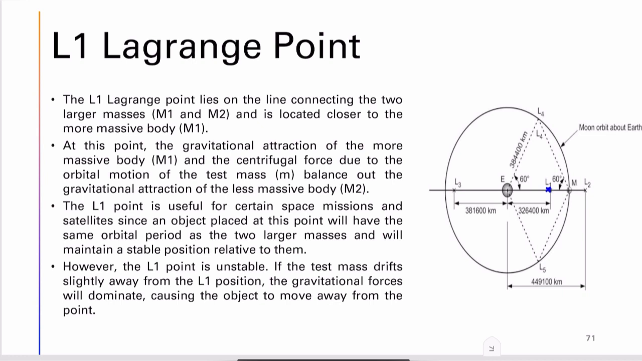It is usually located closer to the more massive body. At this point, the gravitational attraction of the more massive body M1 and the centrifugal force due to the orbital motion of the test mass balance out the gravitational attraction of the less massive body M2.